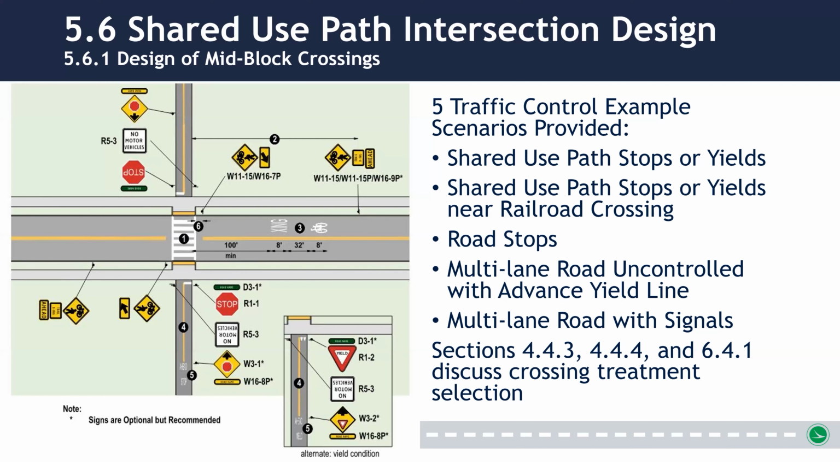The figures in the Multimodal Design Guide are illustrative and not intended to show all signs and markings that may be necessary or advisable, or to show all the types of design treatments that are possible at all types of intersection locations. Designers must also review sight distance requirements as discussed in Chapter 3 and use Chapters 4 and 6 to determine the appropriate crossing treatments for pedestrians and bicyclists based on the context of the shared use path and the roadway characteristics.